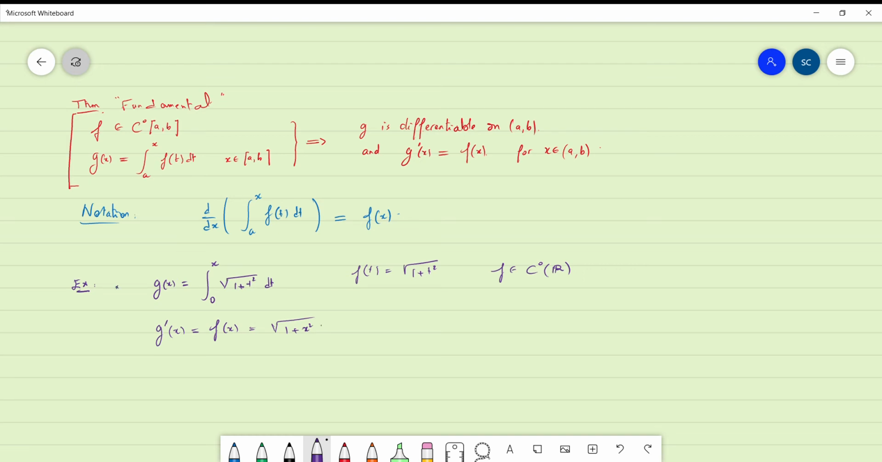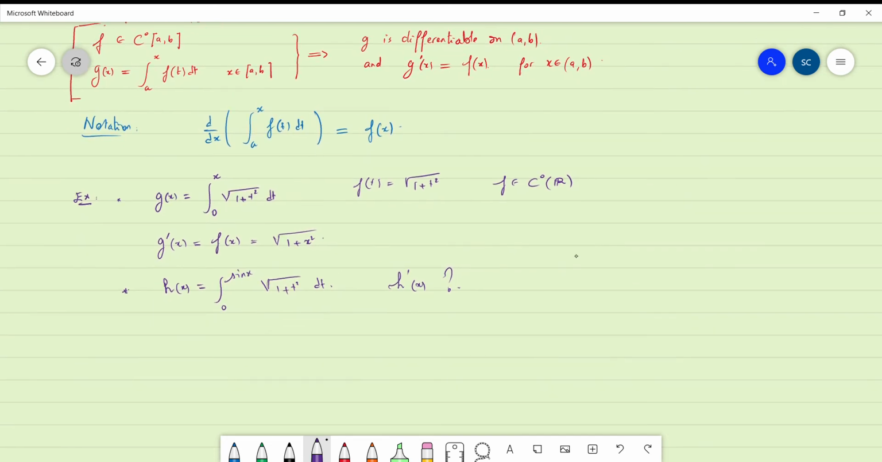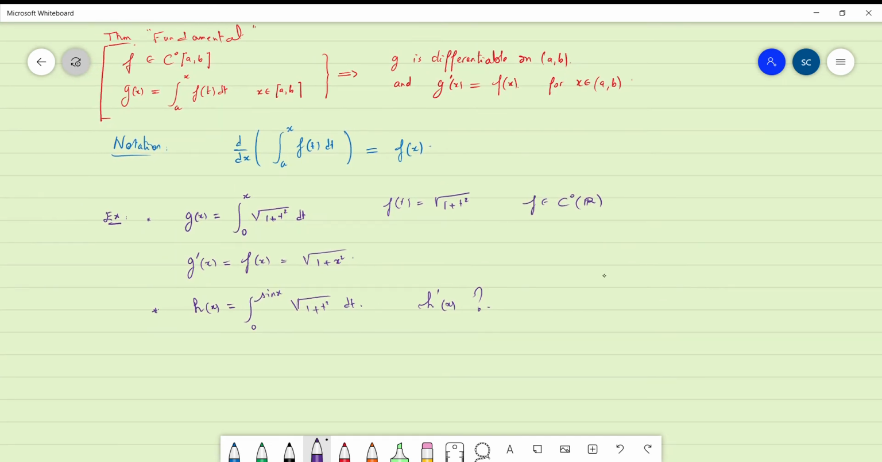Now what if I'm given the function h of x equals the integral from 0 to sine x of the square root of 1 plus t squared dt, and the question is to find h prime of x. This time the endpoint is sine x, not x, so I'm not under the same assumptions of the theorem, but let's try to bring ourselves to the same conditions.